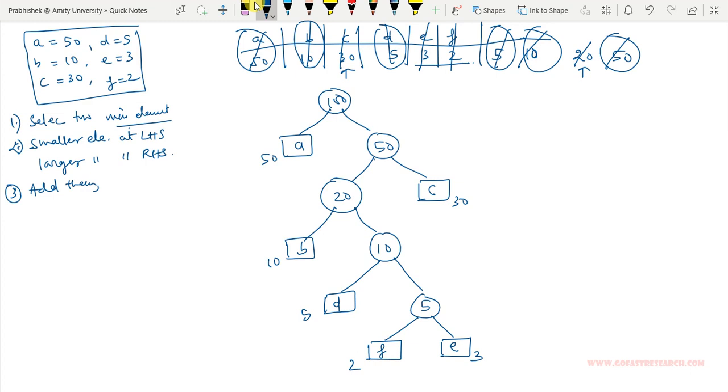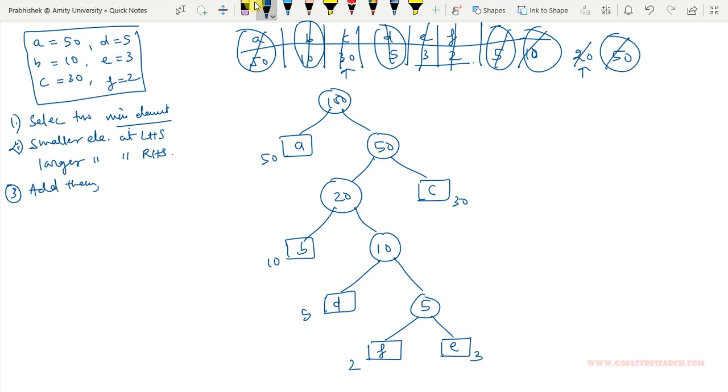So these are the three steps which we will be doing. First of all, we select the two elements with the minimum frequency. Then the smaller element will be at the left hand side of the tree, and the larger element at the right hand side of the tree. Then we add the two minimum elements and include the sum in the original message table. Then again I select the two minimum elements, and similarly I keep on doing this.